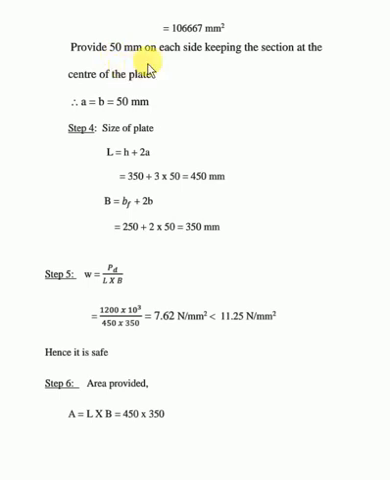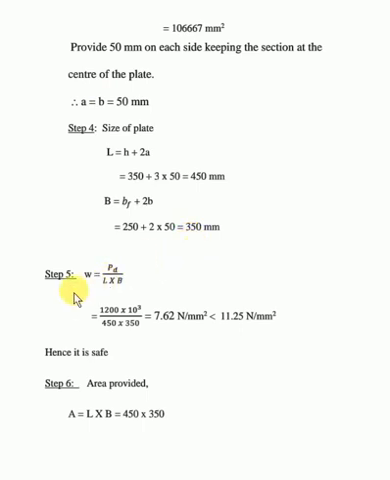Then we'll provide 50 mm on each side, keeping the section at the center of the plate. So A is equal to B equal to 50 mm, as I have shown you in the design steps. Then in step number 4, we'll find out the size of plate. L equal to H plus twice A. H is the depth which we obtained from the steel table and this A we have taken as 50. So we'll get the length as 450 mm. Then for the breadth, B equal to BF plus twice B. BF we have got from the steel table and this B is 50. Putting all the values, we'll get the value of B as 350 mm.